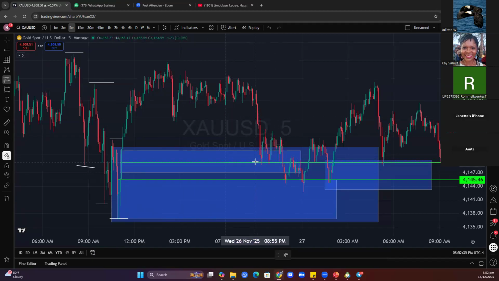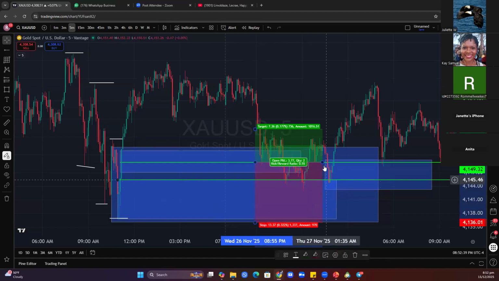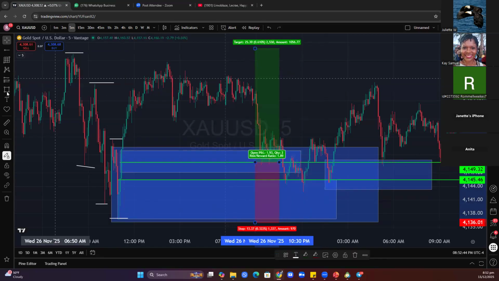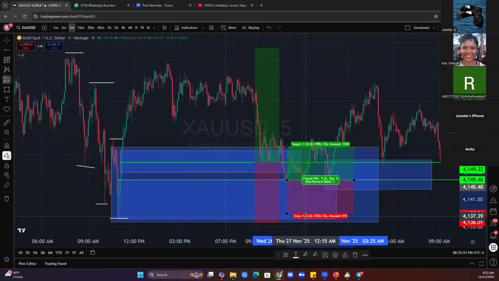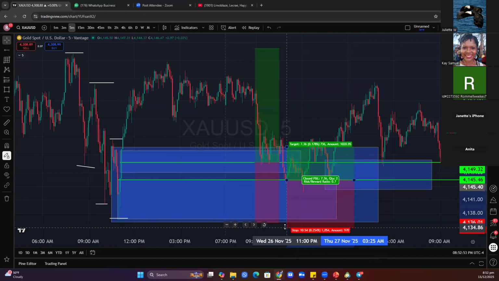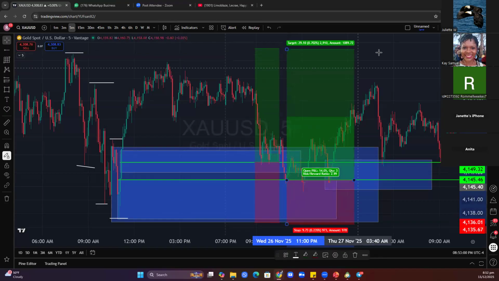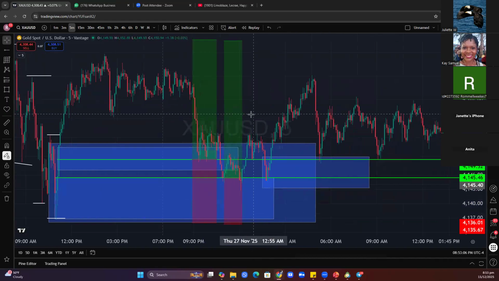Let's say you took an entry. If you took your entry here, once again, stop below. It's going to be a bigger entry. If you took your entry at the opening, which is here, same thing, stop below. You could do the same thing again. You could literally do the same thing again.